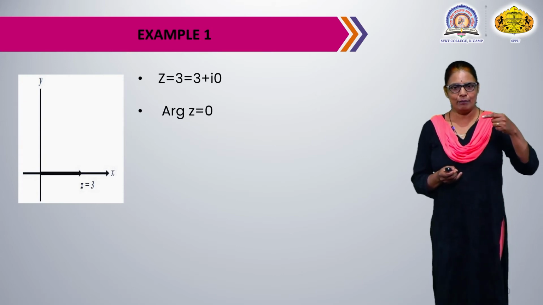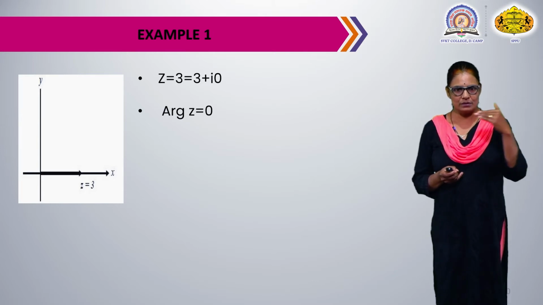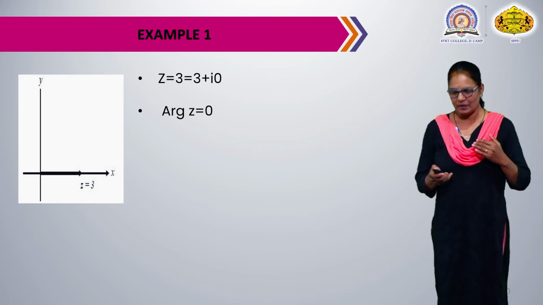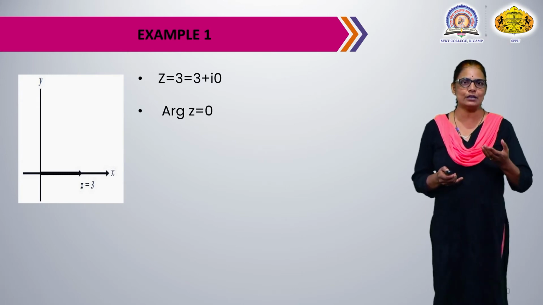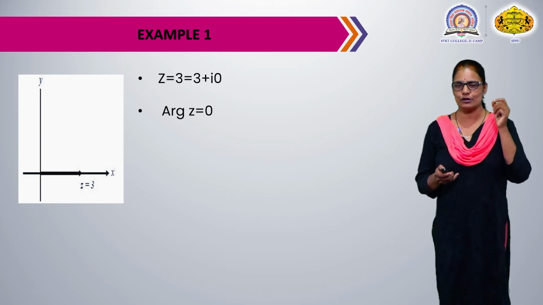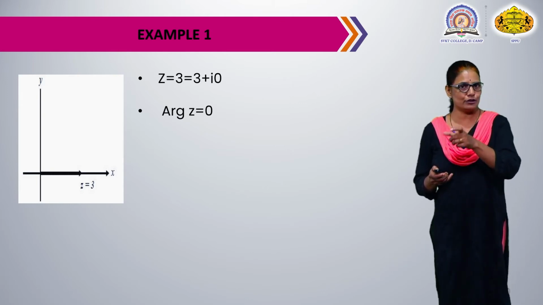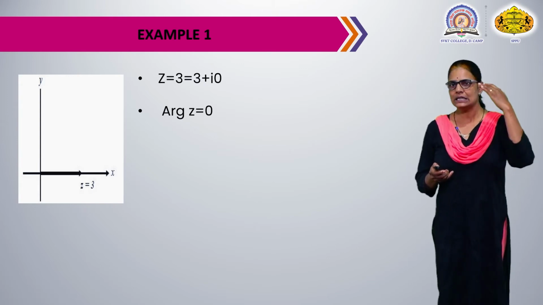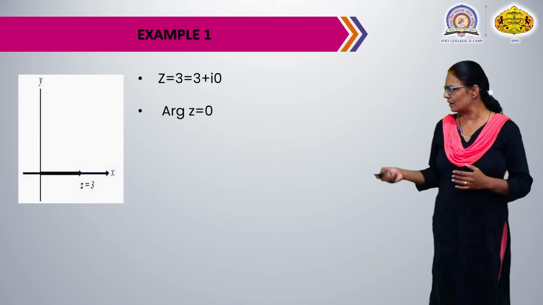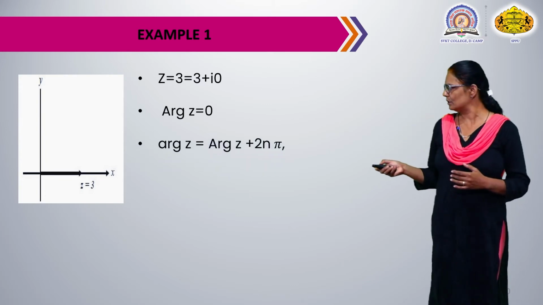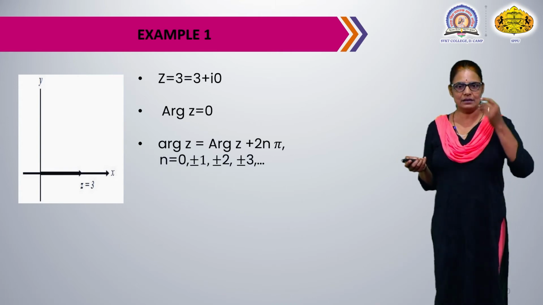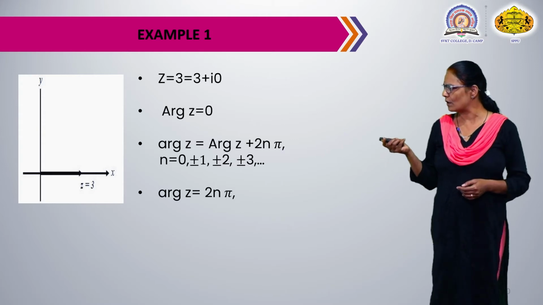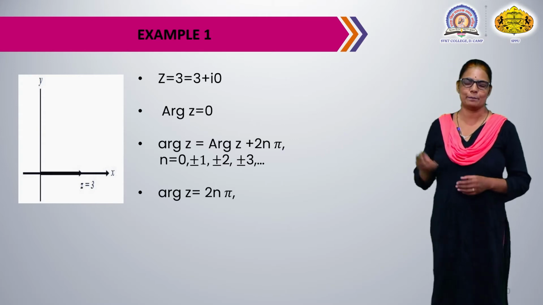So every real number whose radius vector lies on the positive real axis has principal argument 0. We know the relation between the principal argument and the argument of the number: argument of z is the same as the principal argument of z plus 2n pi, where n is an integer. Just putting the principal argument in this equation, we get the argument of the complex number: argument of z equals 2n pi.